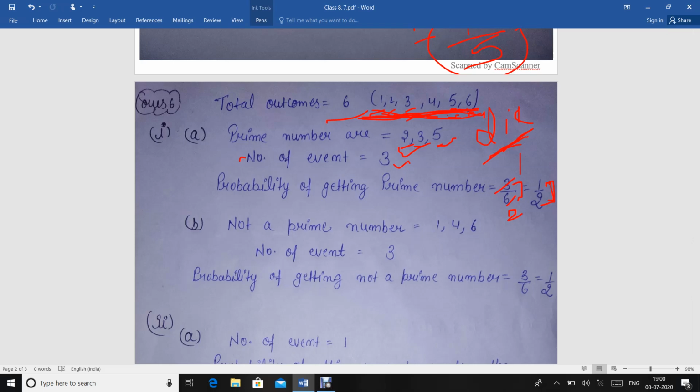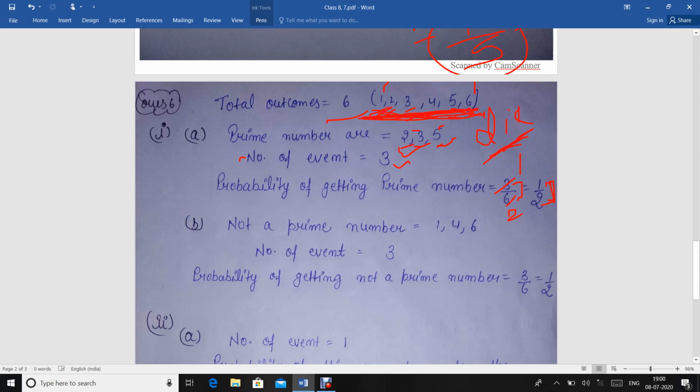Now you have to find the numbers that are not prime numbers. Prime numbers are 2, 3 and 5. Now not prime numbers means the remaining numbers of these 6 outcomes will be not prime numbers, that means 1, 4 and 6 are not prime numbers.